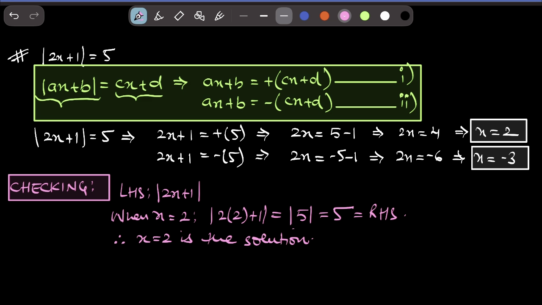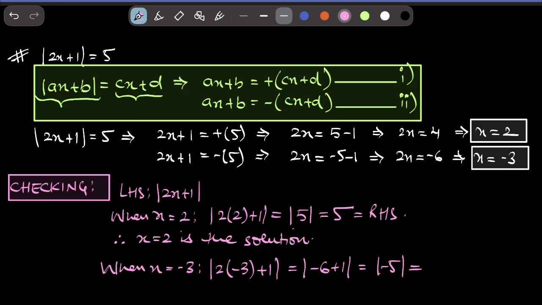Okay, now moving in the same way, we will talk when x is kept equals to minus 3. So when x is kept equals to minus 3, we will get mod of 2 times minus 3 plus 1. I will solve this further. I will get minus 6 plus 1, which is minus 5, and modulus of minus 5 again gives me 5, which is RHS. So I will say yes, x is equals to minus 3 is the solution.